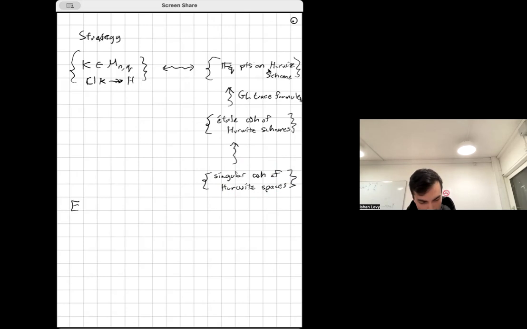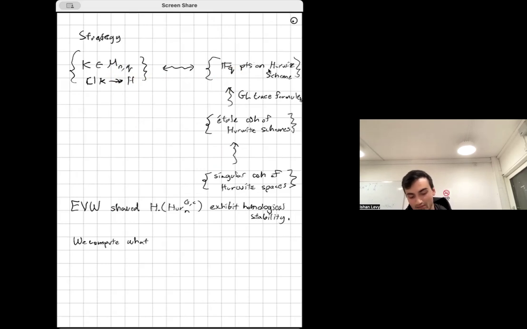And so Ellenberg, Venkatesh, and Westerland, what they did is they showed that if you take the homology of certain Hurwitz spaces associated to certain groups and conjugacy classes, these exhibit homological stability. So there's this parameter n, and as you let n go to infinity, the relevant Hurwitz spaces that show up here, their homology stabilizes. And that's actually the key fact that they use to prove the Cohen-Lenstra heuristics. And so what we do is we compute that stable homology. We compute what it stabilizes to.